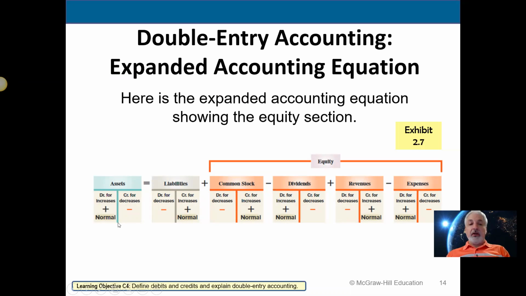And then they talk about something called a normal balance. Normally cash is a debit balance. Receivables, inventory, those are normally debit balances. Normally accounts payable, bonds payable, credit balances. Normally common stock, additional paid in capital, credit. Dividends is a debit balance. It reduces your equity.